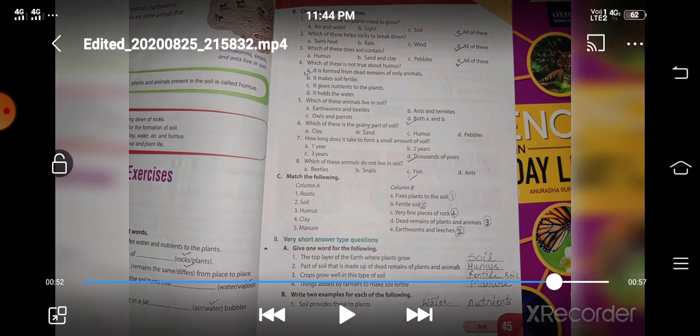The fifth one, which of these animals live in soil? That is both A and B. You will mark D. Which of these is the gritty part of soil? You will mark sand. That is option B. How long does it take to form a small amount of soil? You will mark option D, that is thousands of years. Which of these animals do not live in soil? So you will mark option C, that is fish.